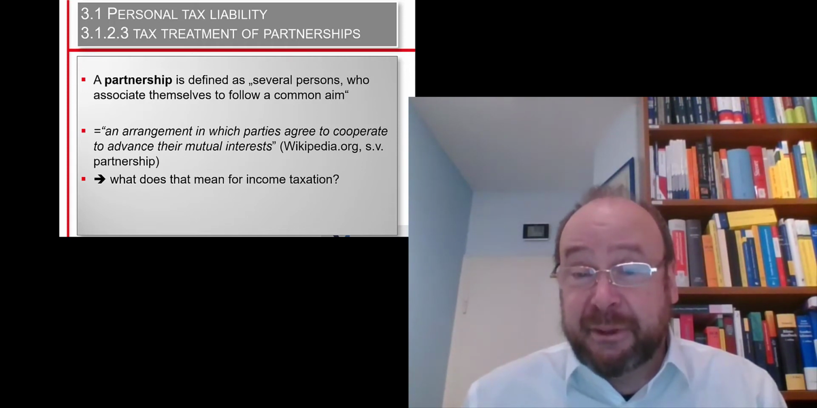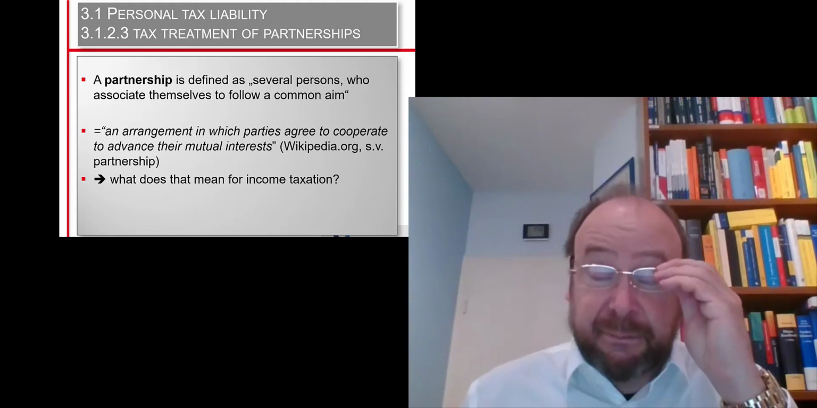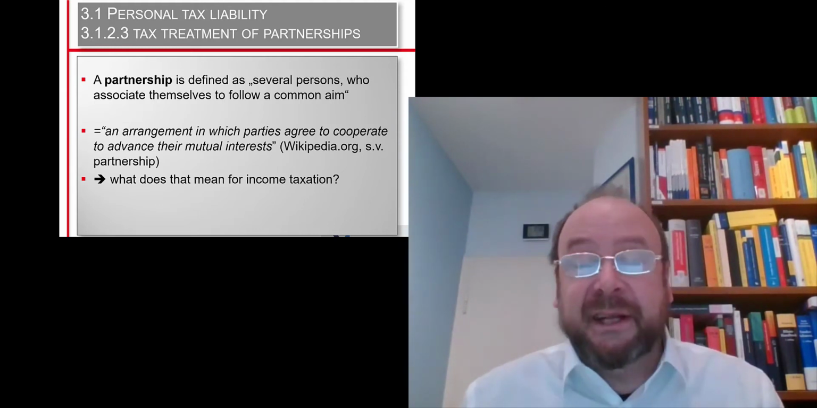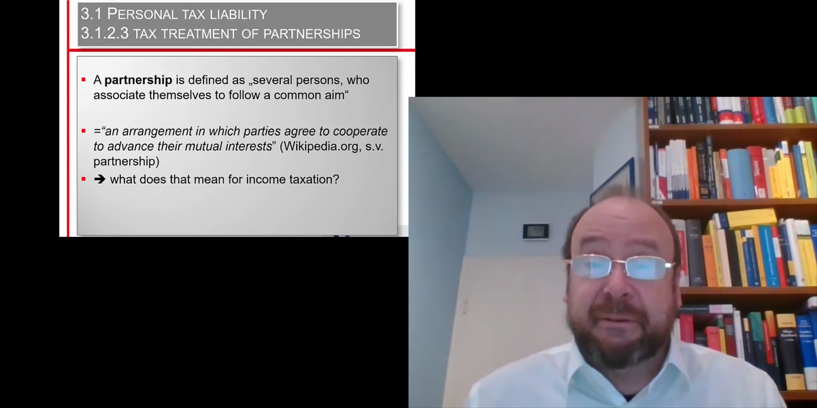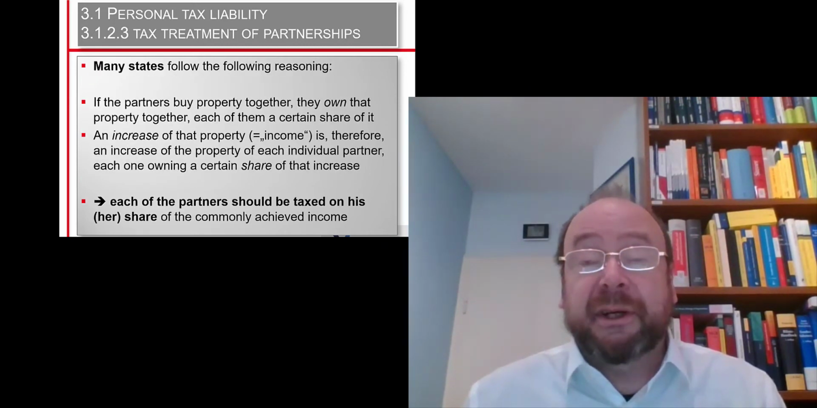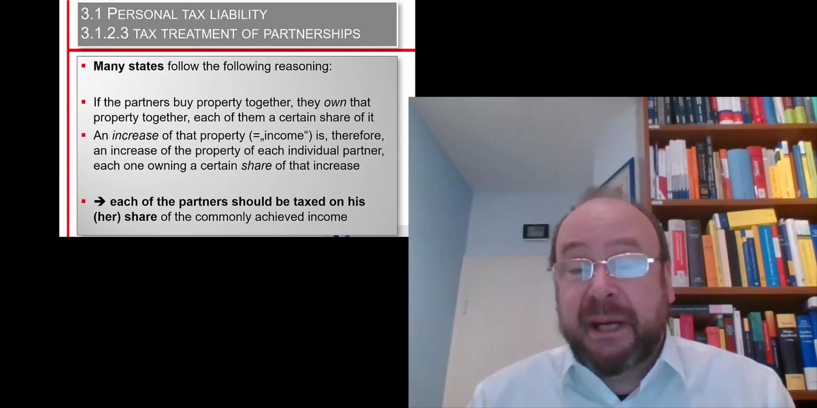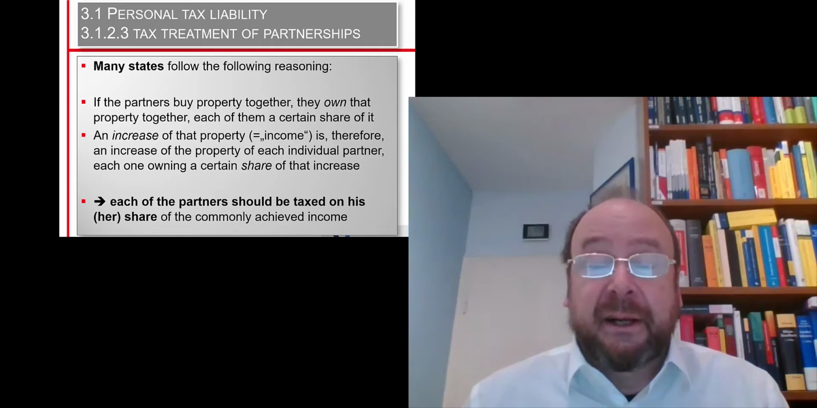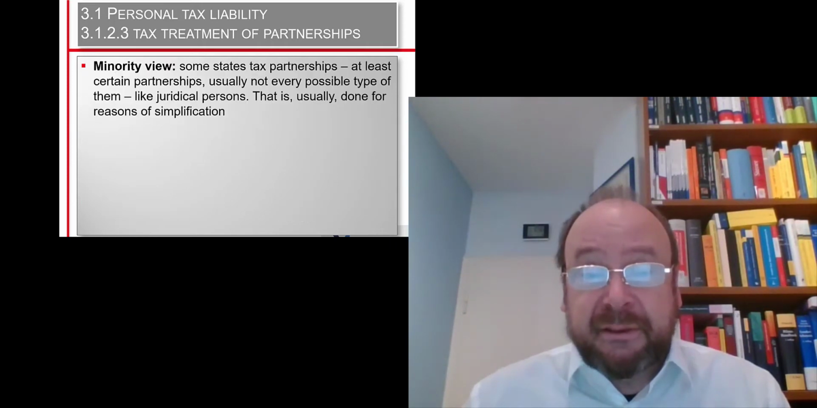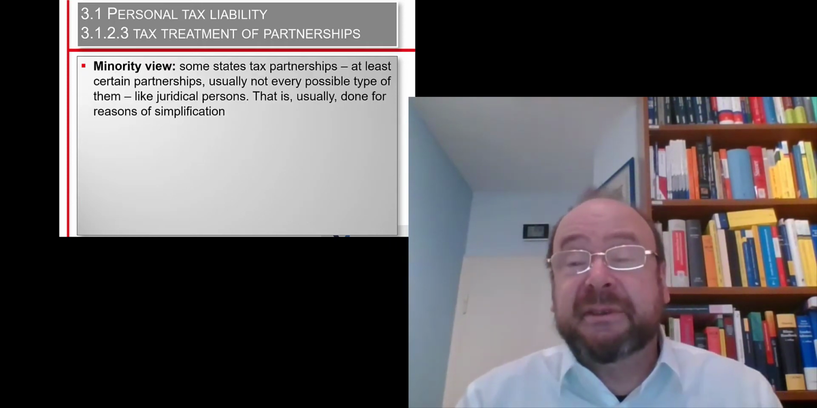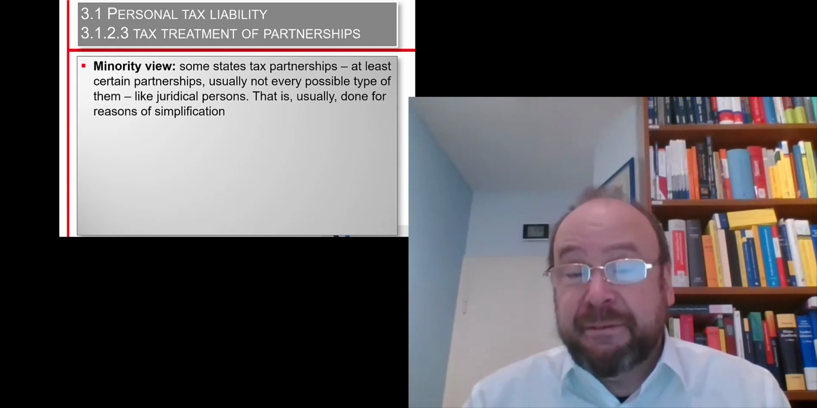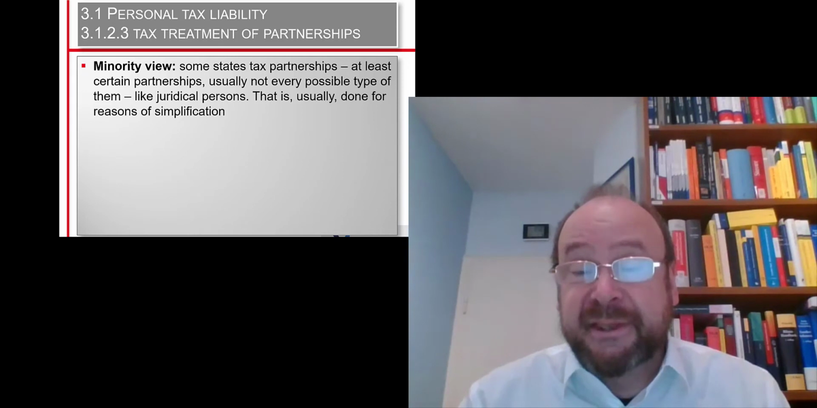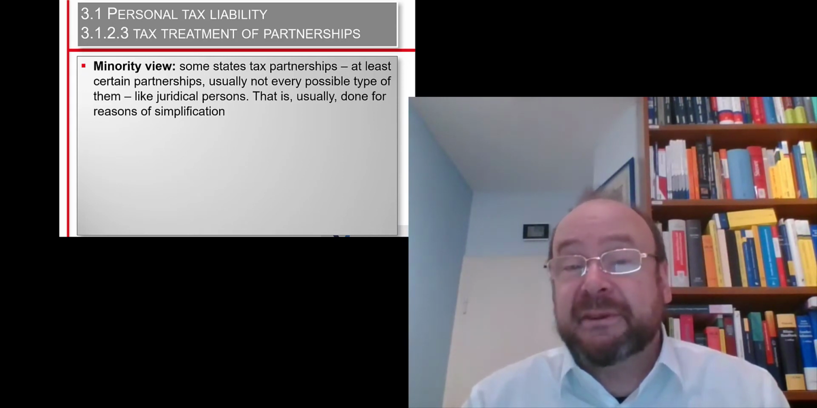For income taxation, I already told you that a partnership means several persons act together, they own income together, everybody of them owns then a share in that income. And so the logical consequence is everybody has to pay income tax for its own share of the income. That is what many states see this way. There might also be a different approach. There are some states who treat partnerships as if they were juridical persons. That is then usually done for simplification reasons.